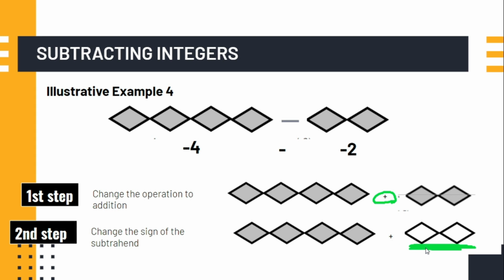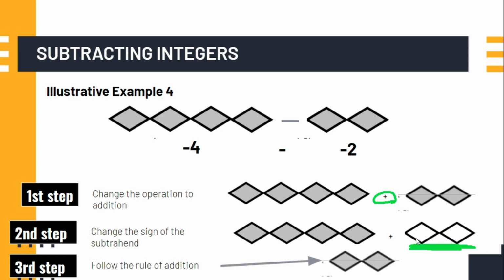And then, following the rule of addition, since it's now addition and we've changed it, this is our last step. So, negative 4 added to positive 2, that is negative 2. Which has more, this or this? It has more in number, right? Disregard their signs. Which has more, and by how many? Here, two. Gray, so two grays, or negative 2. Okay? So that's it. That's for subtraction.